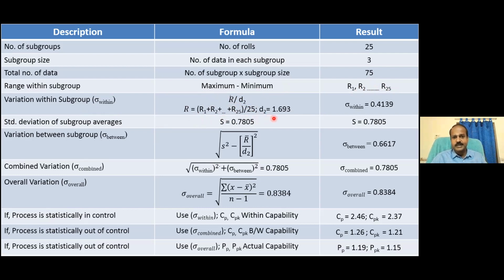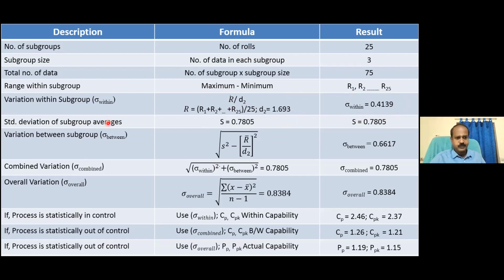D2 can be calculated. How to get the D2? I already showed you the table. It is nothing but the control chart constant or statistical constant, and depending on the subgroup size, D2 is 1.693. So R bar divided by D2 will give you sigma within. All of you understand how I got the sigma within? Use this sigma within, and now if you calculate CP and CPK, that will be your within capability.